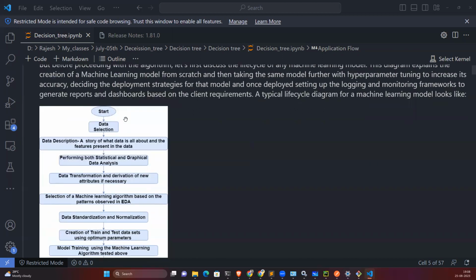So from where are we going to start? We start by taking the problem, and then we select the data. What data do we need to solve that problem or to build the model, and the data descriptions. What is the data saying? Whenever we build a model, there will be some input features. What are those input features? How are the features defined?